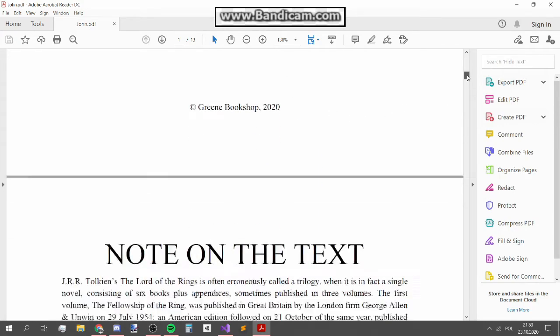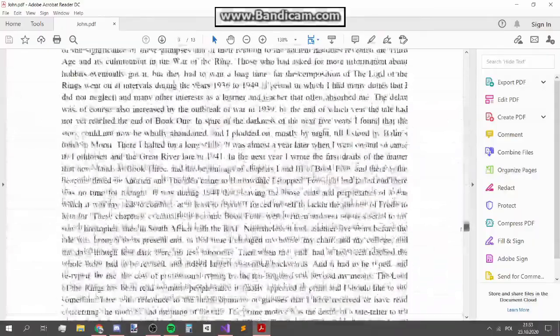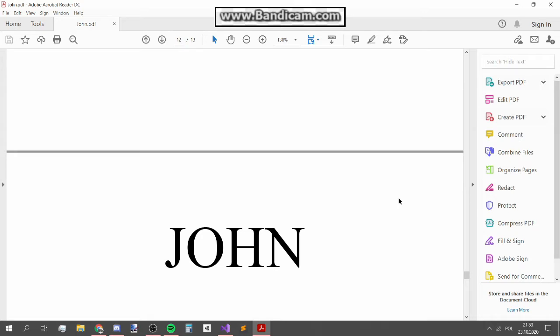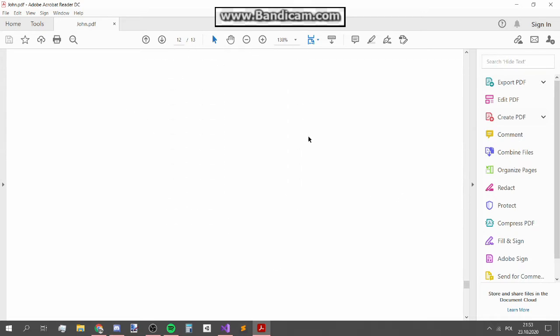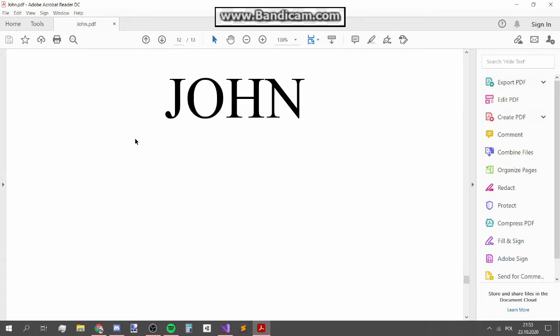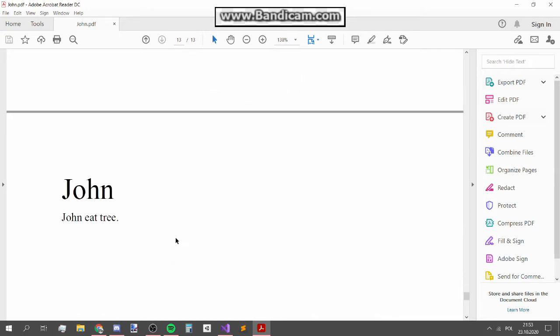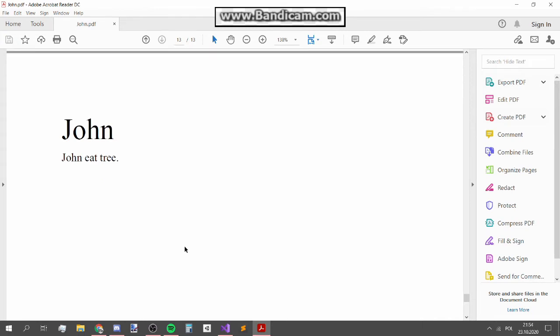Now we can skim through these notes on the text and the second edition and whatever. You can read these actually. It's quite interesting stuff about how the book actually first got produced. But for now we'll just go straight to John, the story itself. So I'll start by reading the whole story, and then we'll go bit by bit, dissecting every single word. So, John eat tree. So let's start with the beginning here. John.